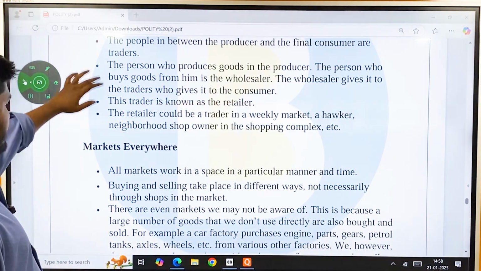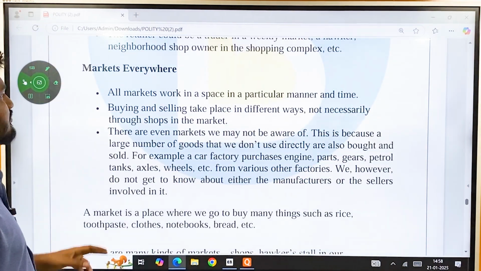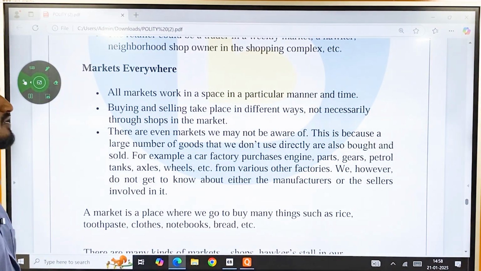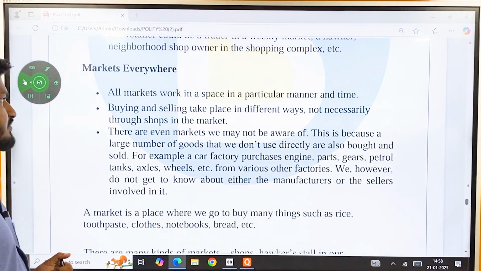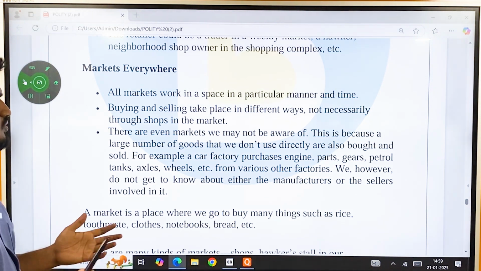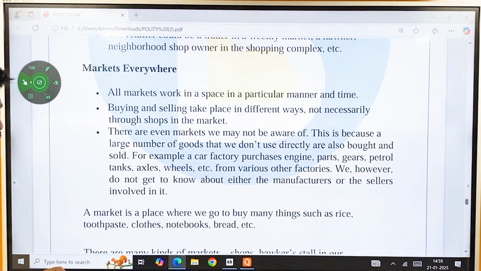Then there are markets everywhere. All markets work in a space in a particular manner and a time. Buying and selling takes place in different ways, not necessarily through shops or the market as well. There are even markets we may not be aware of. This is because a large number of goods that we don't use directly are also bought and sold there.